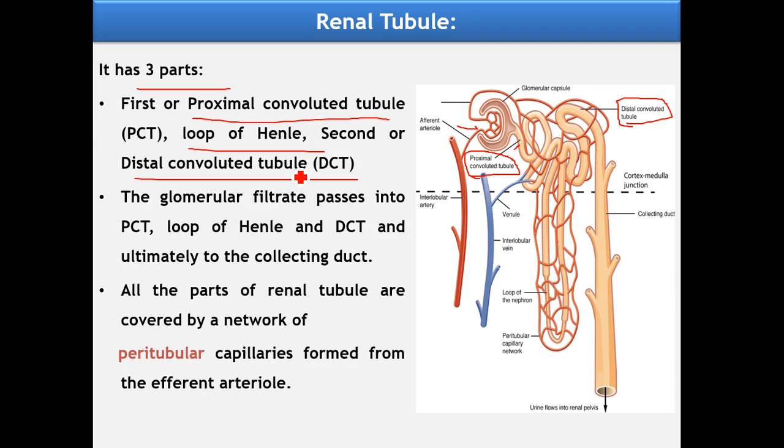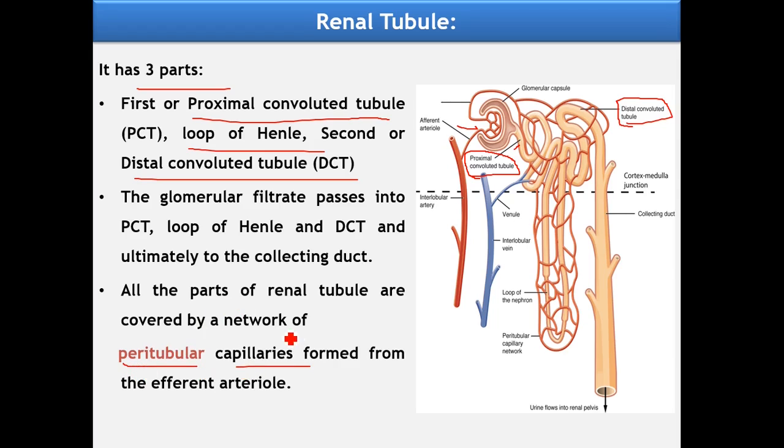The glomerular filtrate, that means whatever the glomerulus filters, passes into the PCT, loop of Henle and DCT, and finally to the collecting duct. Because we have so many millions of nephrons, 1.3 to 1.8 million, all these nephrons are connected to different ducts, and these ducts lead to the pelvis of the kidney, and ultimately to the ureter.